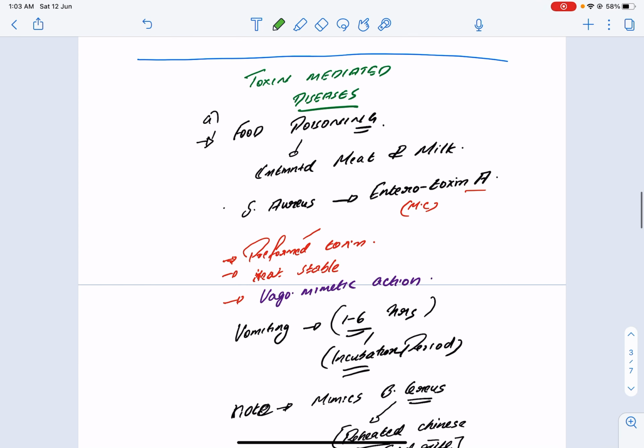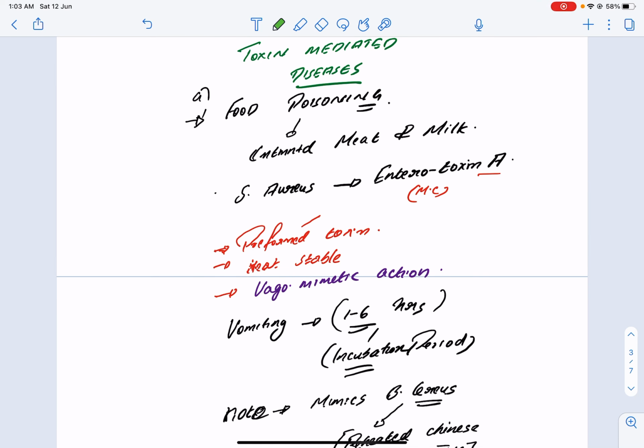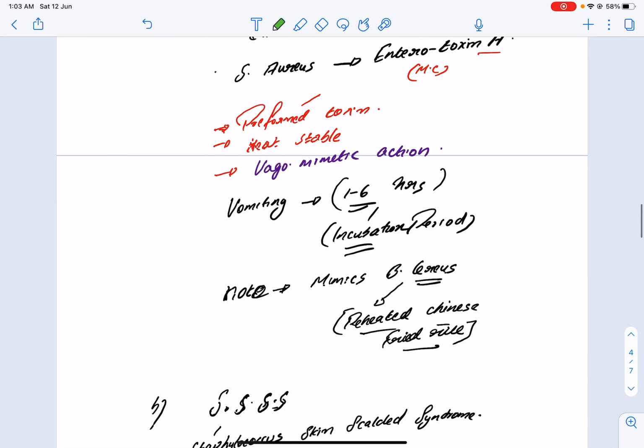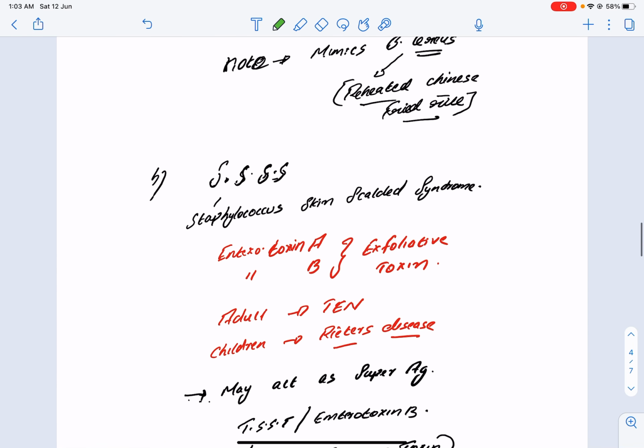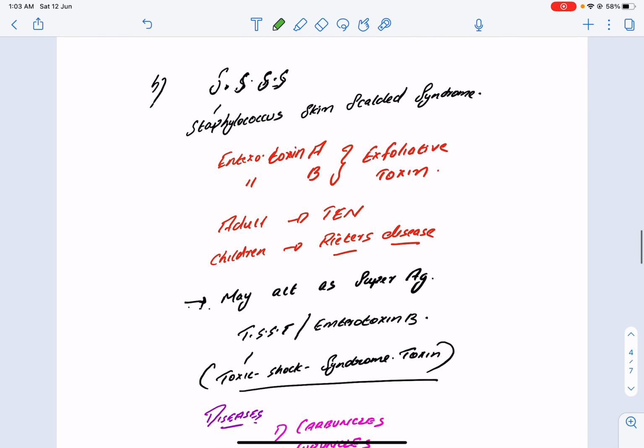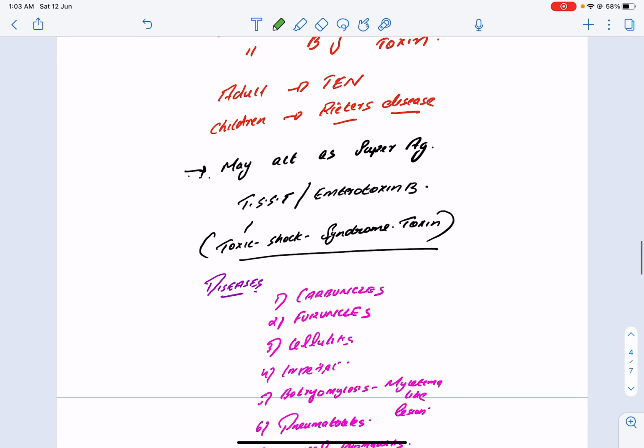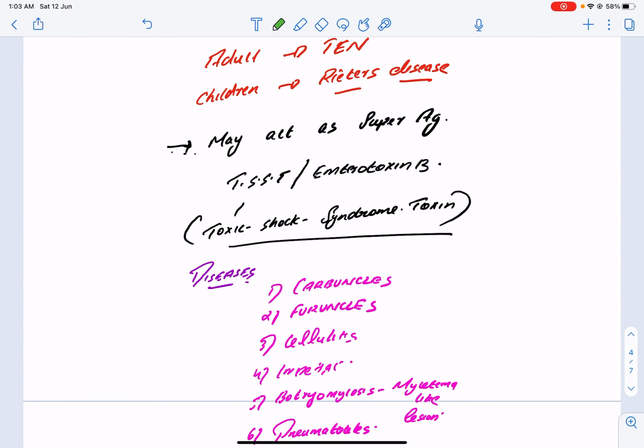Toxin mediated diseases include food poisoning from milk and meat, with a 1 to 6 hours incubation period. You will have vomiting. They mimic Bacillus cereus. Then staphylococcal scalded skin syndrome, with exfoliative toxin A and B. In adults it is called toxic epidermal necrolysis, in children Ritter's syndrome. They may act as superantigen, that is enterotoxin B. They are also called toxic shock syndrome toxin.